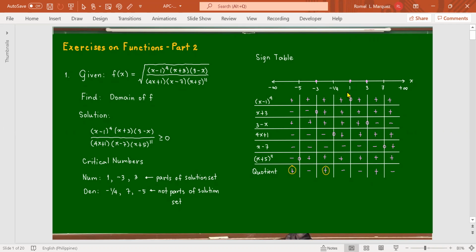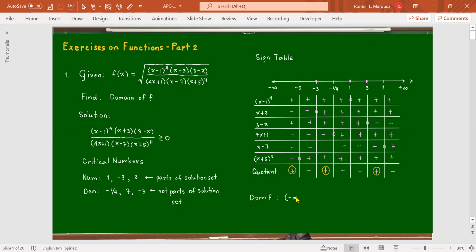So we have to include that in the what? In the domain, because this belongs to the solution set of this inequality. And then here, okay? From 3 to less than 7. So what is the domain, guys? Anyone? Guys? What is the domain of f, guys?